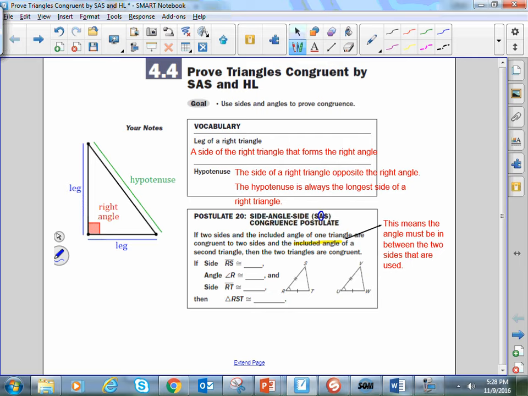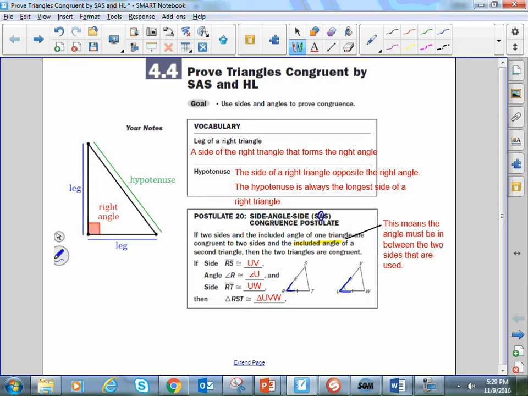Looking at the diagram that we see here, basically what it's saying is that if I have two sides and an angle included in between them from figure to figure that are the same, then we have enough information to say that the triangles are congruent to each other. The angle you can see here, angle R, is in between segment RS and segment RT. Same thing with angle U. It's in between segment UV and segment UW. So those are the things we have to recognize when we're talking about the side angle side congruence postulate. The angle literally has to be in between the two sides that you're looking at.